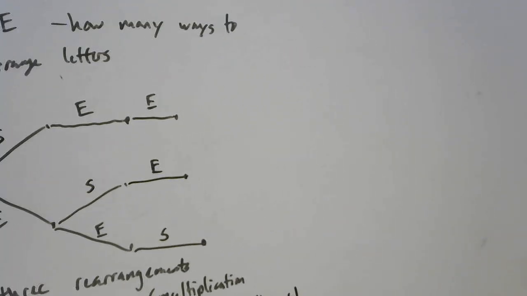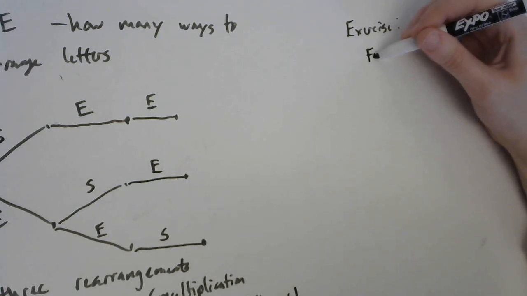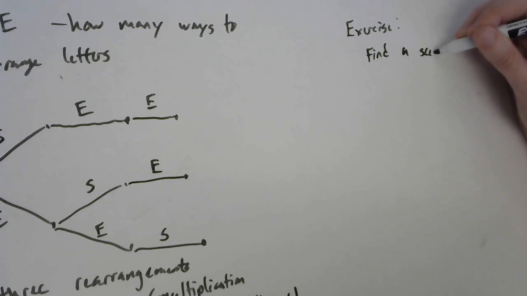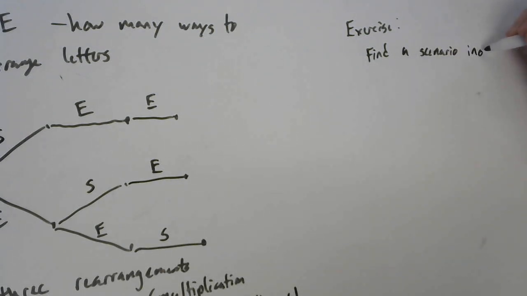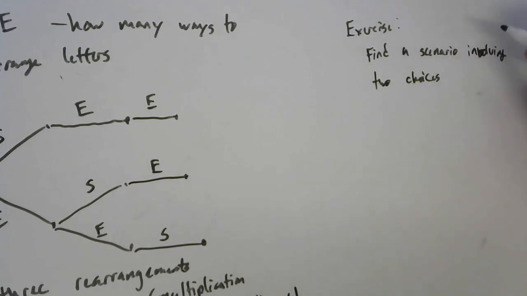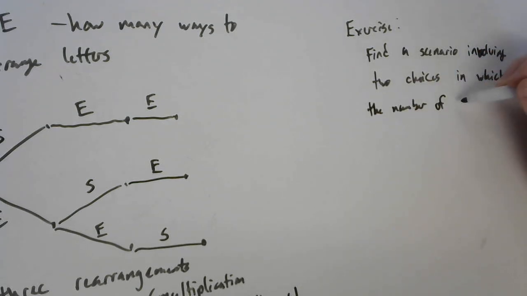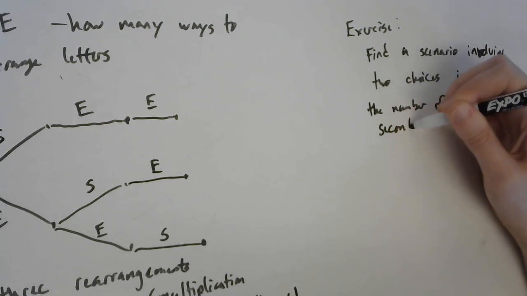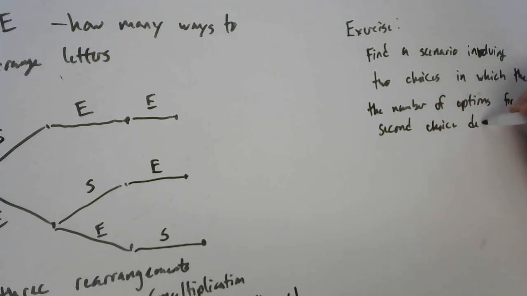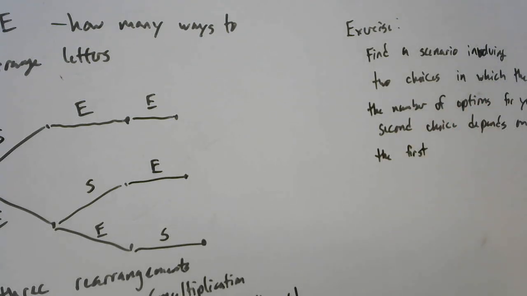So that is what I'd like you to think a little bit more about for your second exercise. Find another scenario involving 2 choices in which the number of options for your second choice depends on the outcome of the first choice.